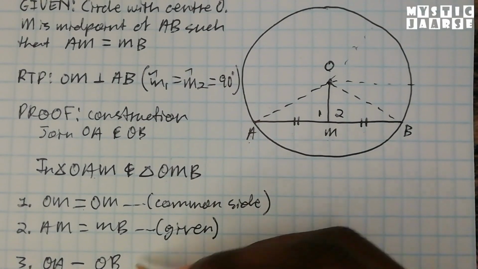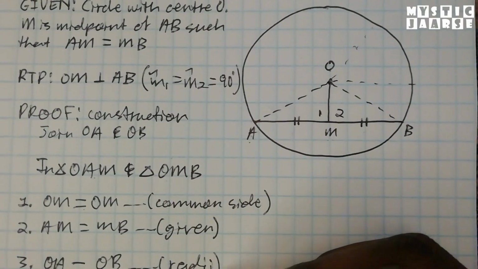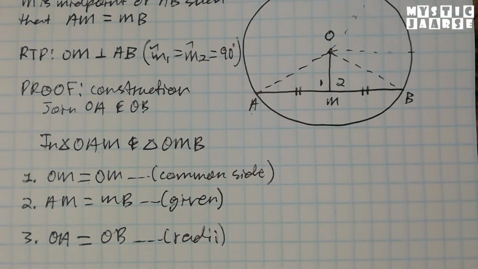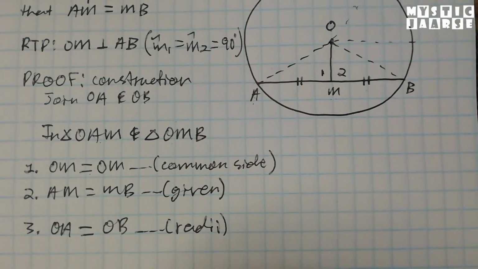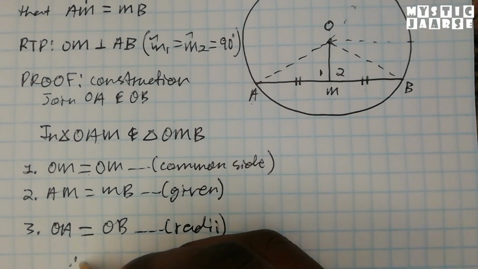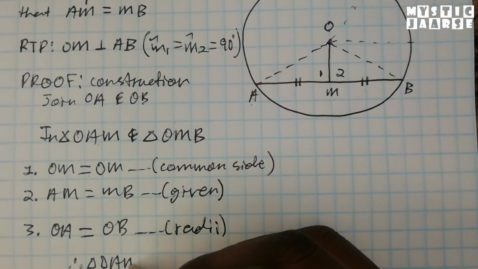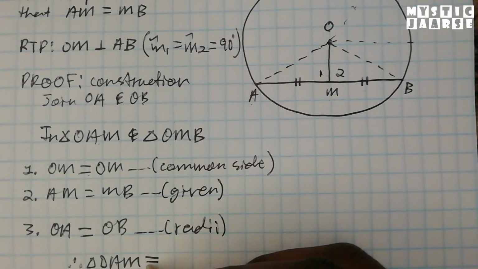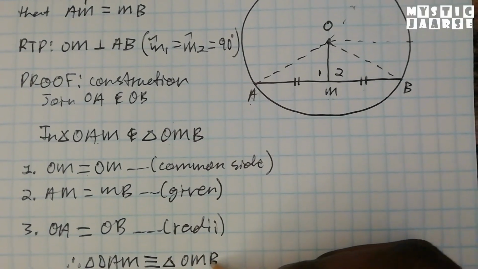They are equal. Why? Because they are radii of a circle. So we have our three reasons. Therefore, we can conclude that triangle OAM is exactly the same, or congruent, to triangle OMB.